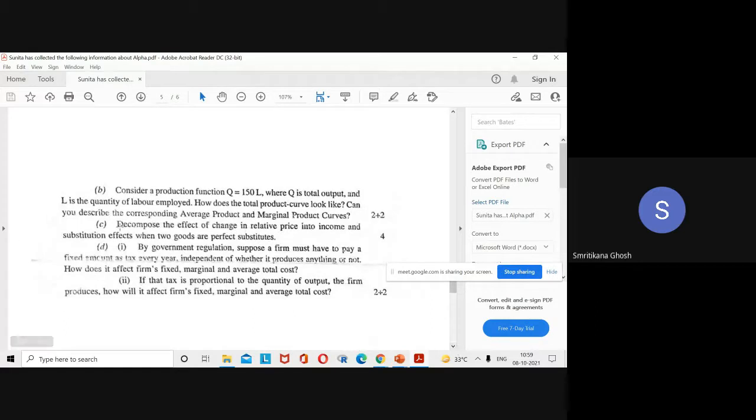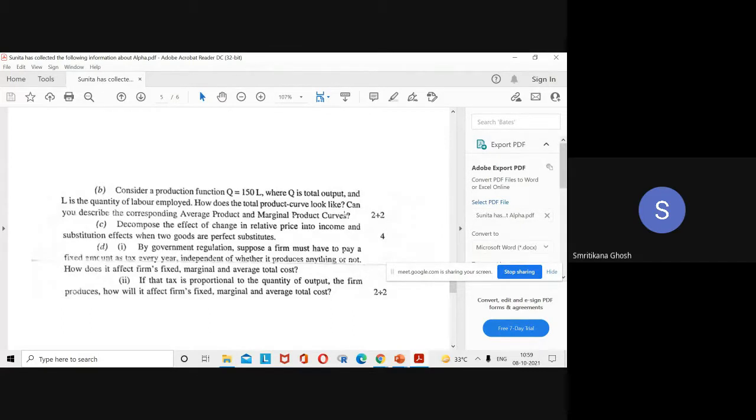Consider a production function Q equal to 150 L, where Q is the total output and L is the quantity of labor employed. How does the total product curve look like? 2 marks question. Total product curve. Ma'am, a straight line passing through origin. Exactly. Because if L is 0, Q is 0, so it will start from origin.